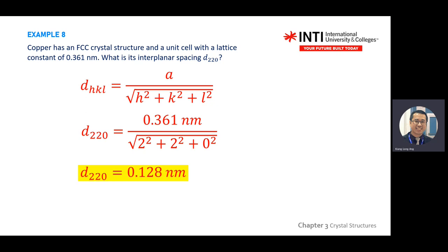A is 0.361, H is 2, K is 2, L is 0. So the interplanar spacing is 0.128. Okay, so you can see the calculation is quite direct, so I won't ask you this formula. It is too simple already. I give you this one, you can do it already. So there's nothing much that can prove that you actually understand.